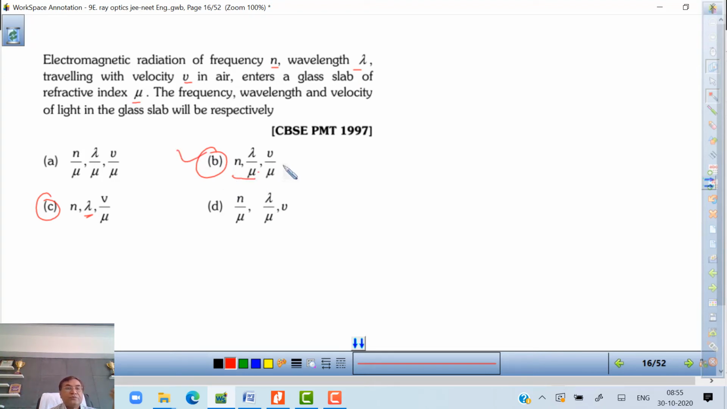Velocity v in air. So velocity in the medium is v upon mu. So B option is the correct one.